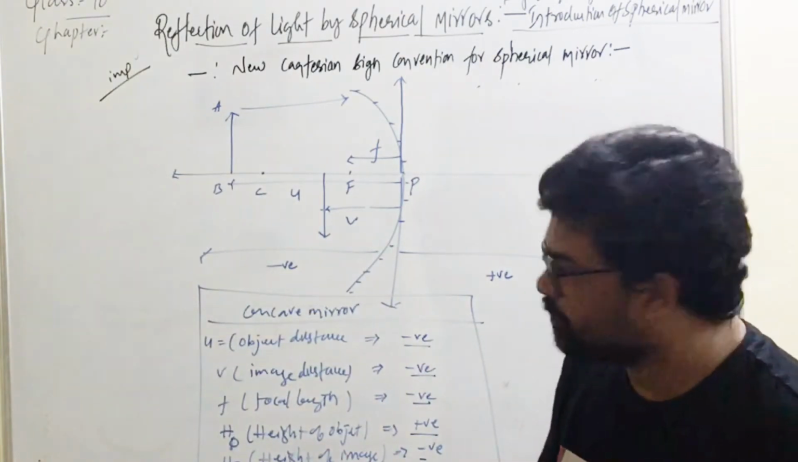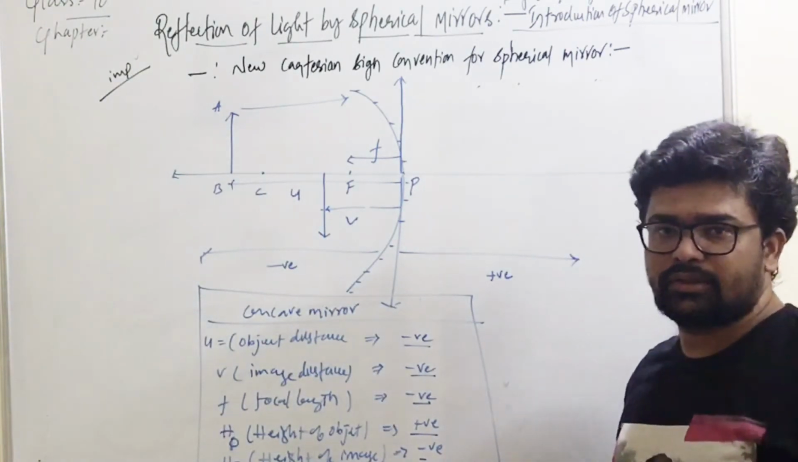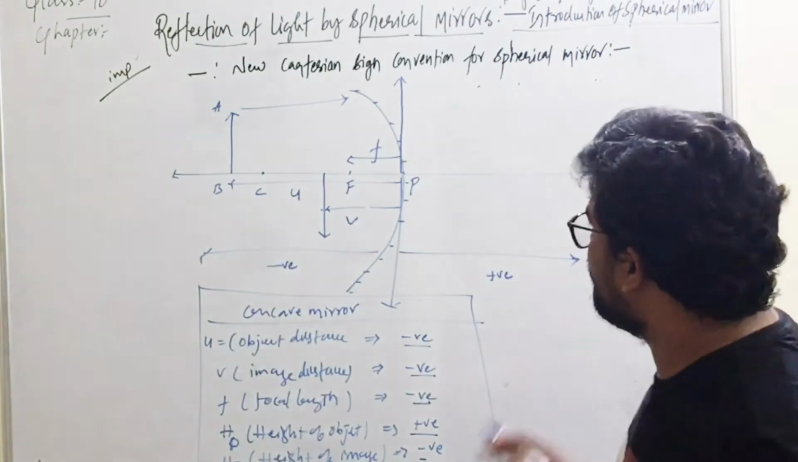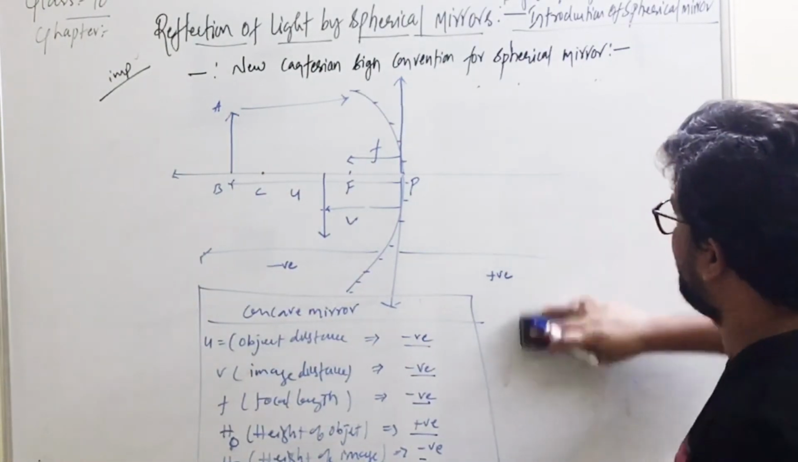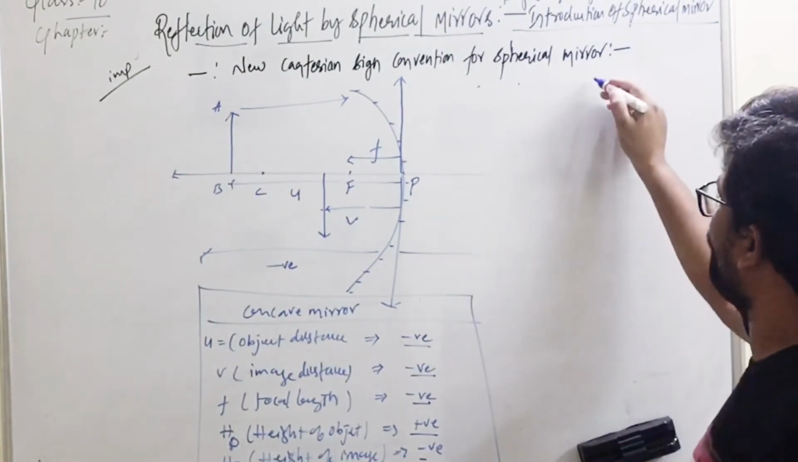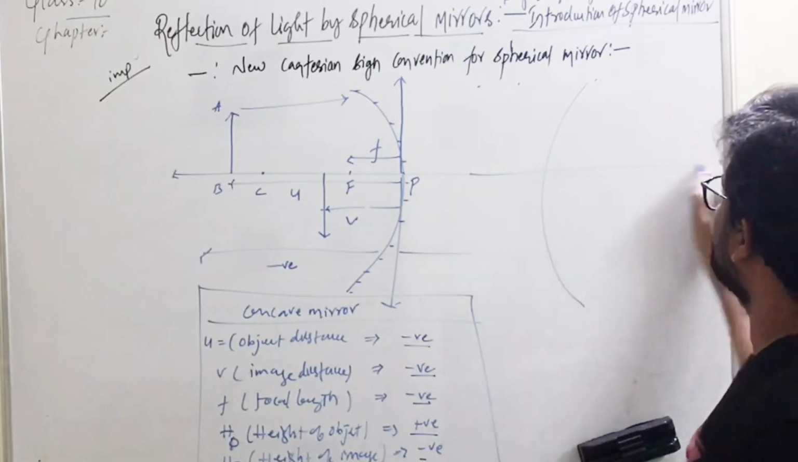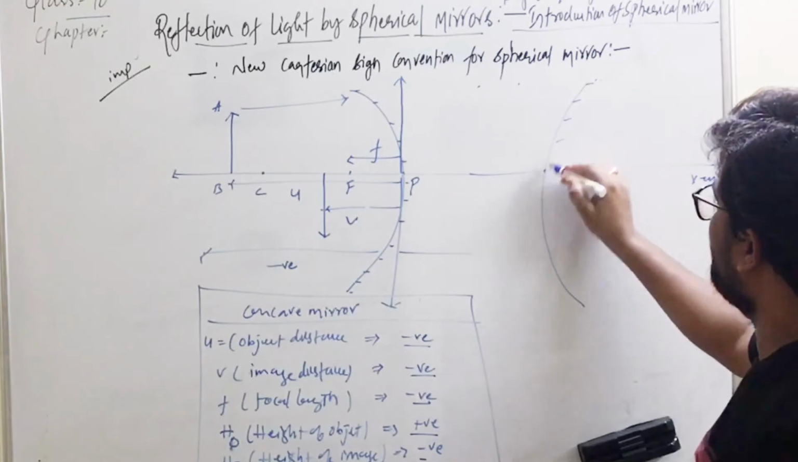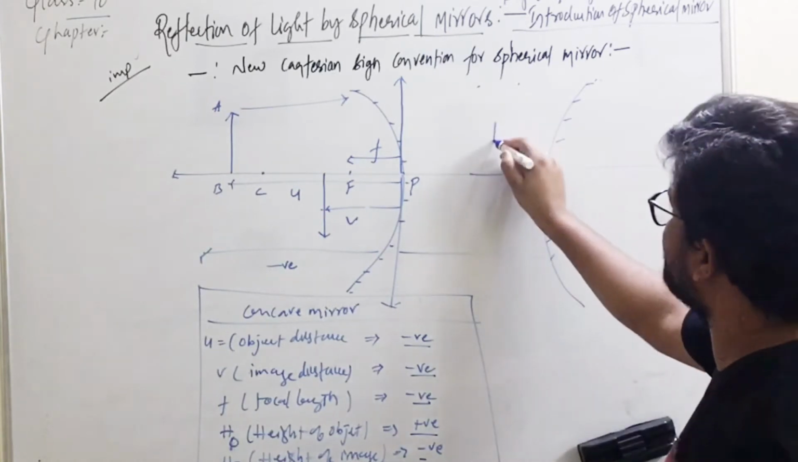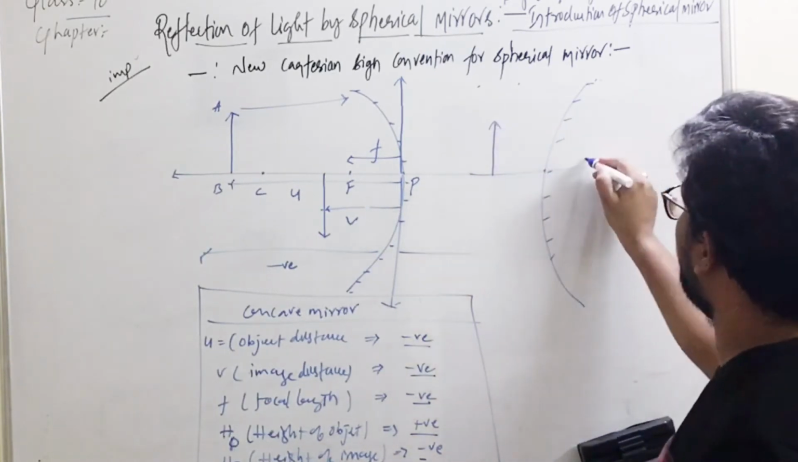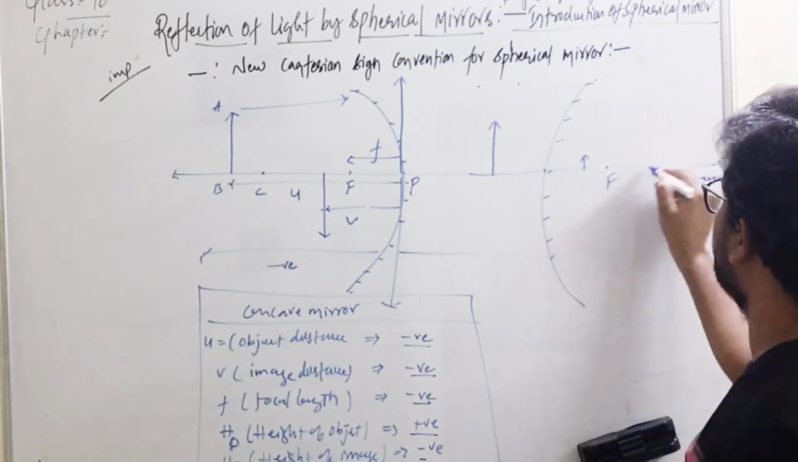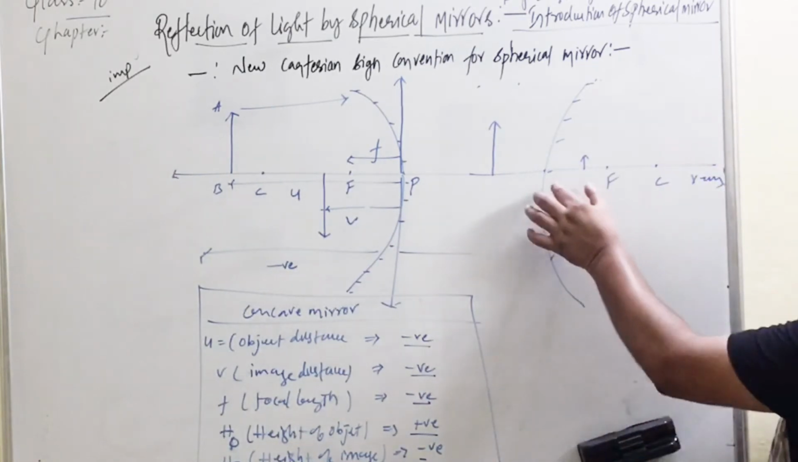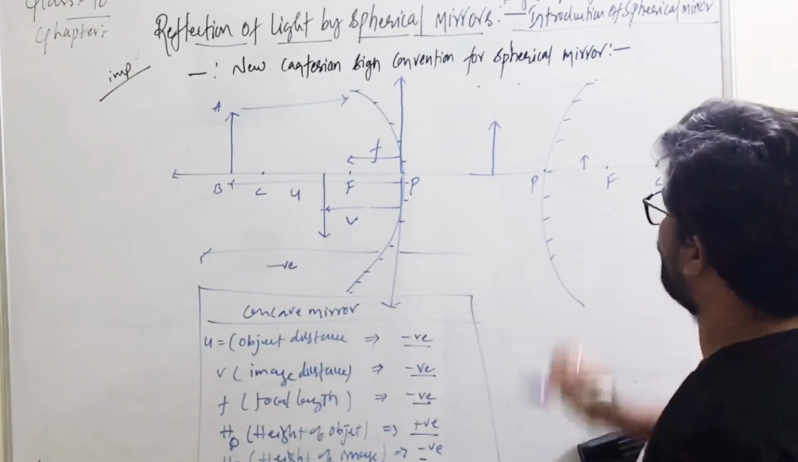Is it clear? Is it clear, students? Okay? Now let us try to draw the sign convention for convex mirror. How do we draw? So this is our x axis, right? This is our origin. And for a convex mirror, we place an object on the left side and the image we get on the right side, right? We always get an image between pole and focus.